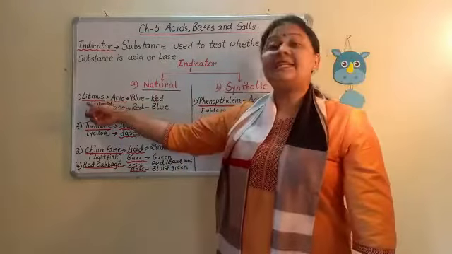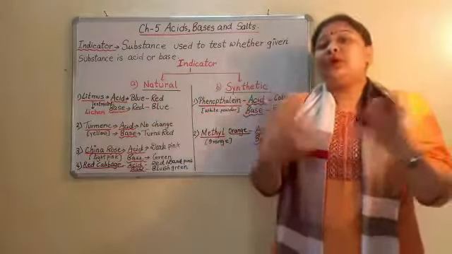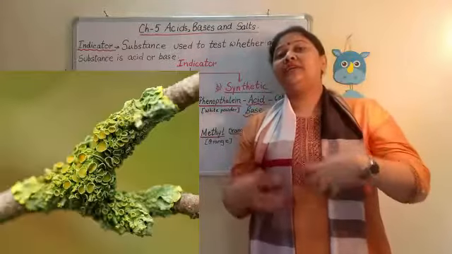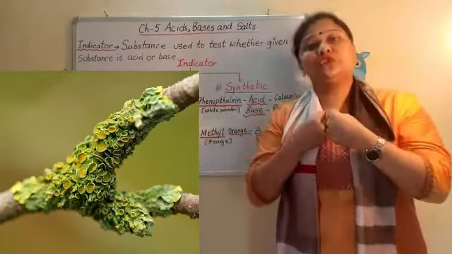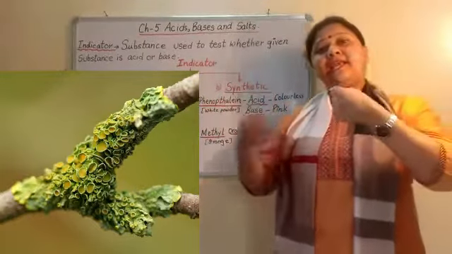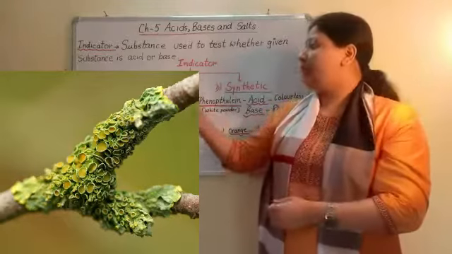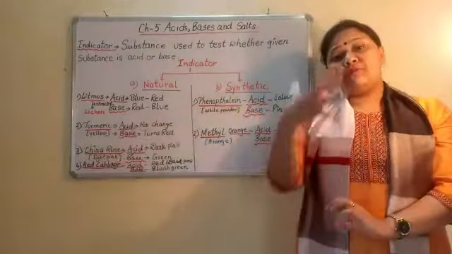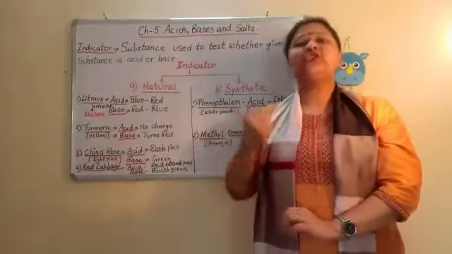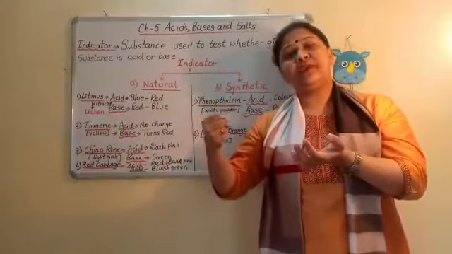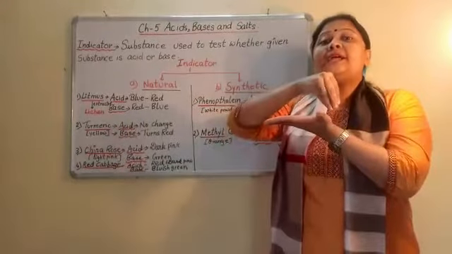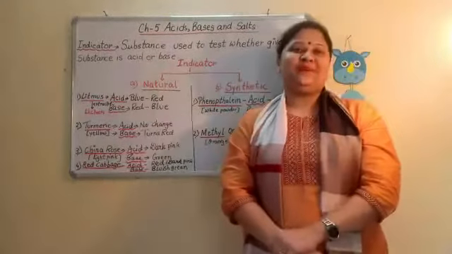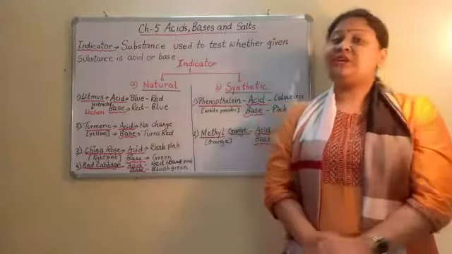When we are talking about litmus paper, how do we make that litmus paper? You must have heard about lichen. Lichens are actually a fungal and algal association. Lichen kya hai? Algae aur fungi ka association hai, jisko hum lichen bolte hai, L-I-C-H-E-N, okay? From there, many dyes are extracted. Lichen se bahut sare dyes ko hum extract karte hai, then these are adsorbed on filter paper to make the litmus paper. So we got the litmus paper.